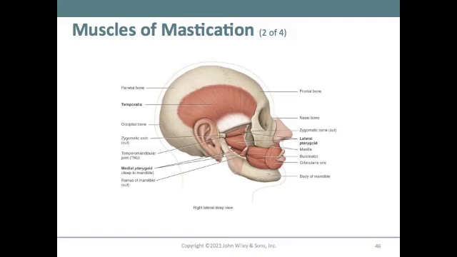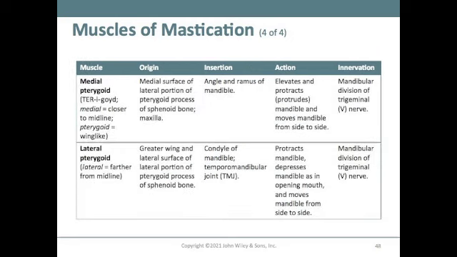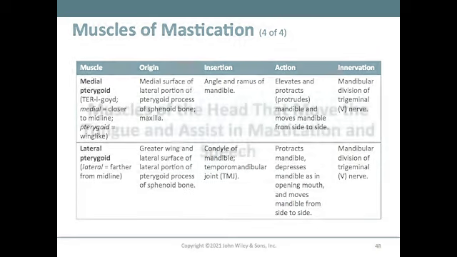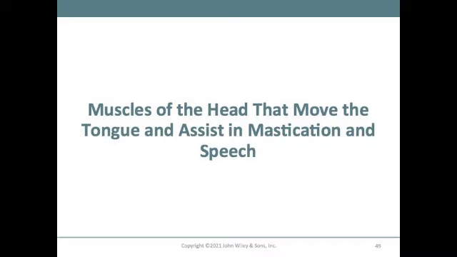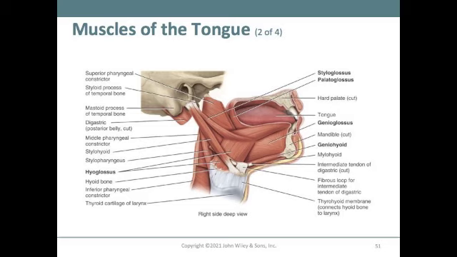So this is figure 11.6 on page 360. And this just shows the muscles of mastication, or the muscles that you use for chewing. And again, that same table that I referenced earlier. Muscles that move the tongue and assist in mastication and speech. Page 362 now. The tongue is a highly mobile structure that plays a critical role in mastication, taste, and swallowing, not to mention talking. The tongue is attached to the mandible, styloid process of the temporal bone, and the hyoid bone. So we can see it illustrated here.